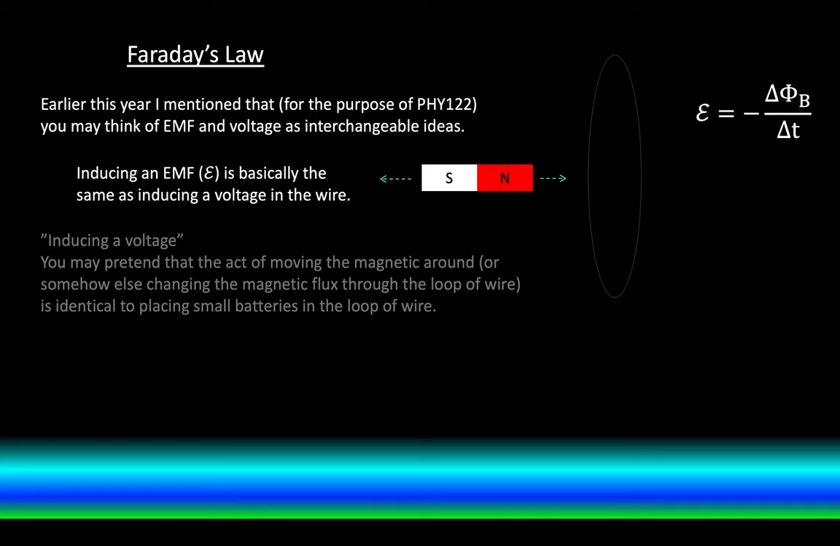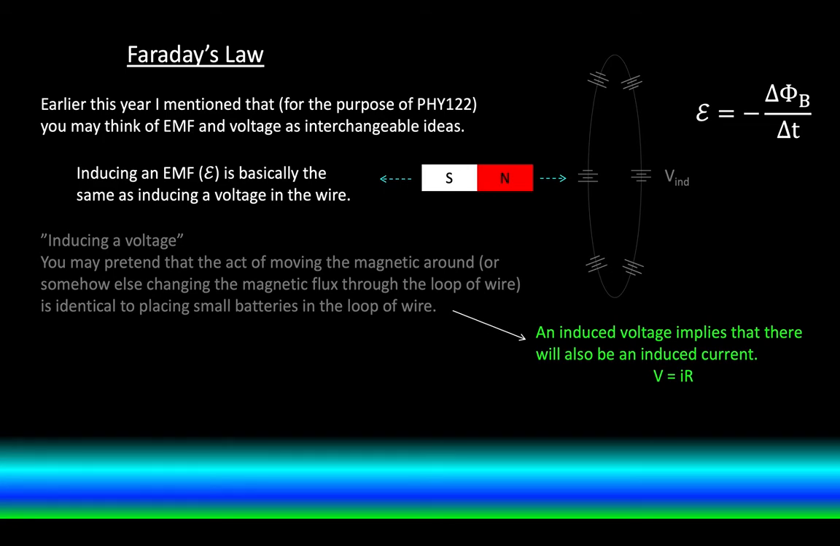Now, what we say is we induce a voltage in the wire. So inducing a voltage, you could, as a mental picture, pretend somebody's plugging in lots of little batteries in this wire. Now, we know from previous chapters that if you put batteries in a wire, that will cause a current to flow around the wire from Ohm's law. So inducing a voltage implies the existence of creating a current through this wire. Now we have an induced current.